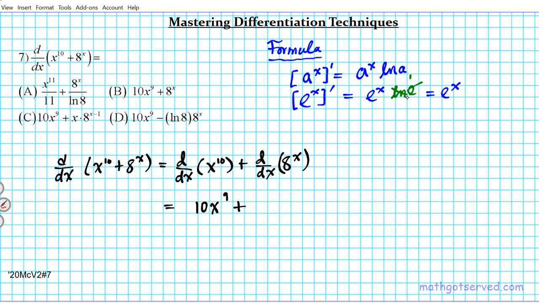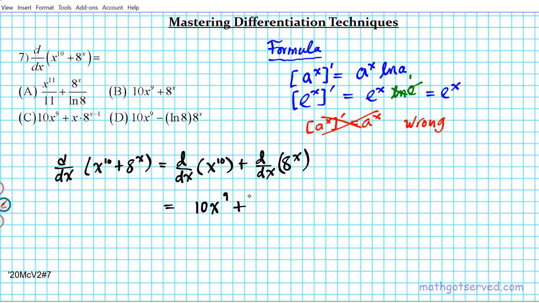So one mistake most students make is, they say, you know what? The derivative of a to the x must be a to the x, because the derivative of e to the x is e to the x. So this is wrong. Please do not do this. You have to add on that ln a component.